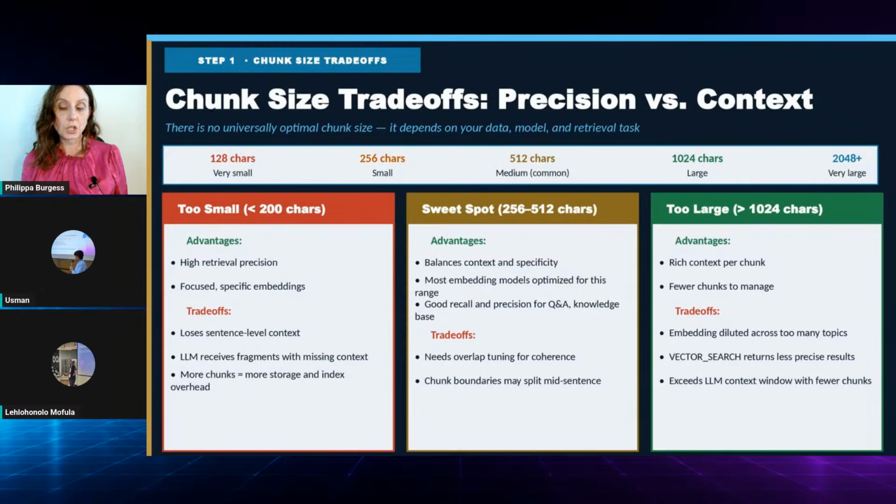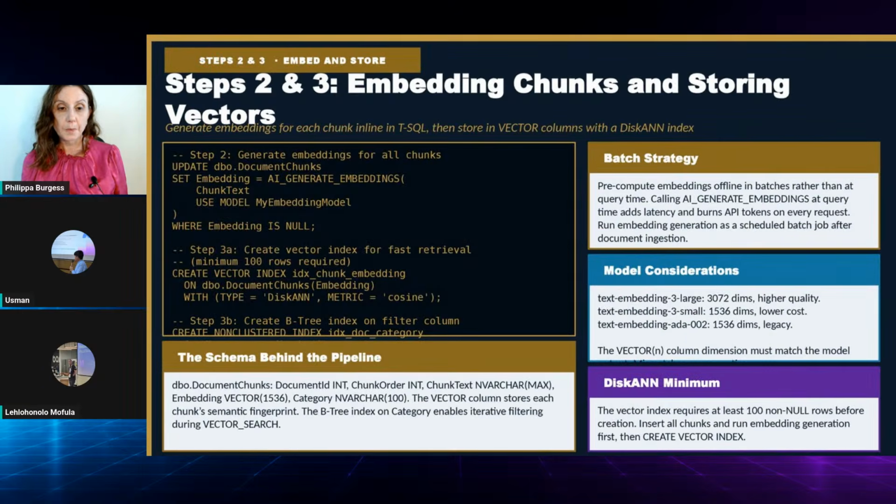And too large is greater than 1,024 characters. The advantages are rich context per chunk and fewer chunks to manage. The trade-off is embeddings diluted across too many topics. The vector searches return less precise results, and it exceeds LLM context windows, which only allow for fewer chunks.